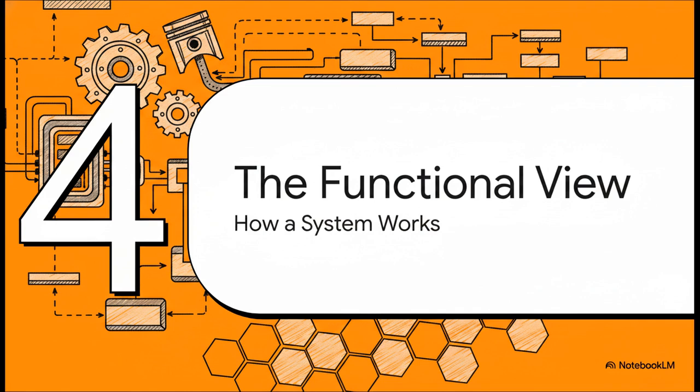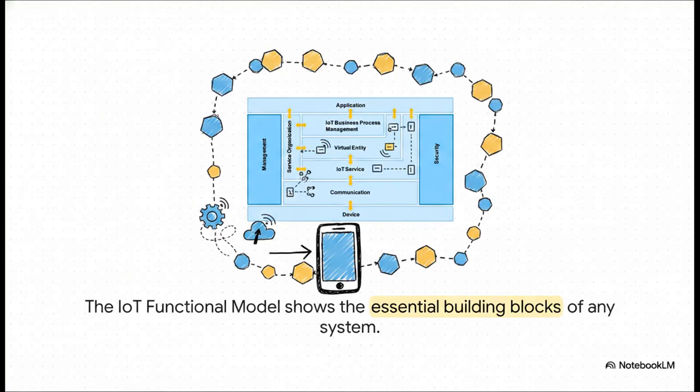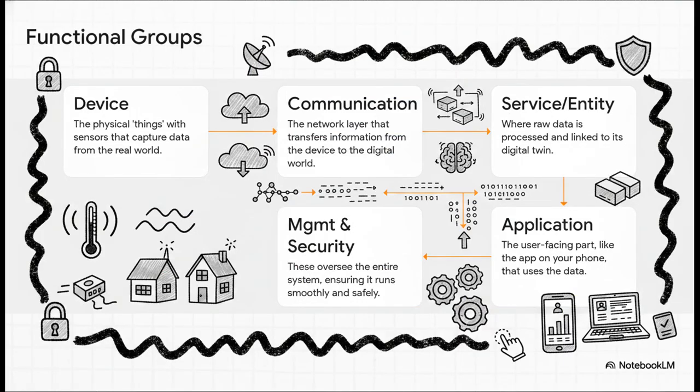This part of the blueprint is called the functional view, and it lays out all the essential building blocks of any IoT system. Okay, at first glance, this diagram might look a little intense, but don't worry, it's actually just a really logical map. It lays out all the different jobs that need to get done inside any IoT system, from the physical sensor all the way up to the app on your phone. Let's break it down into a few key groups. It all starts at the bottom with the device. That's the actual thing with sensors out in the real world. Then you've got communication, which is the network that carries the data.